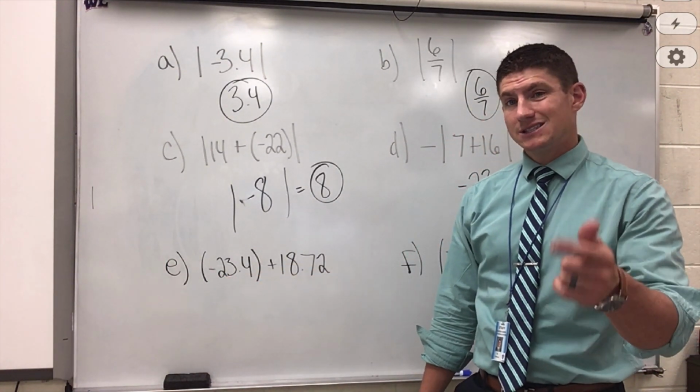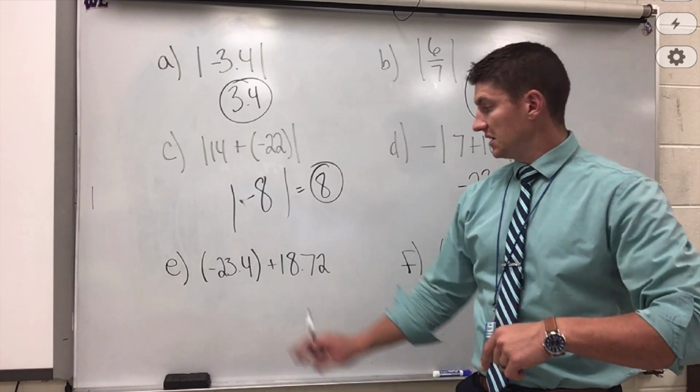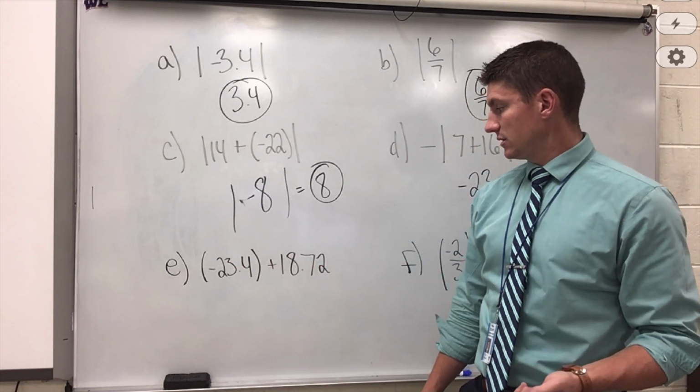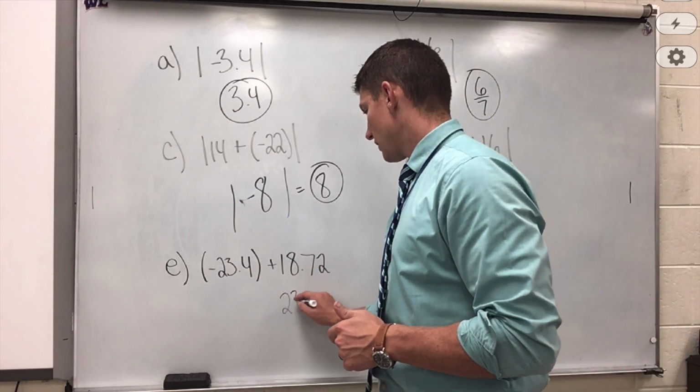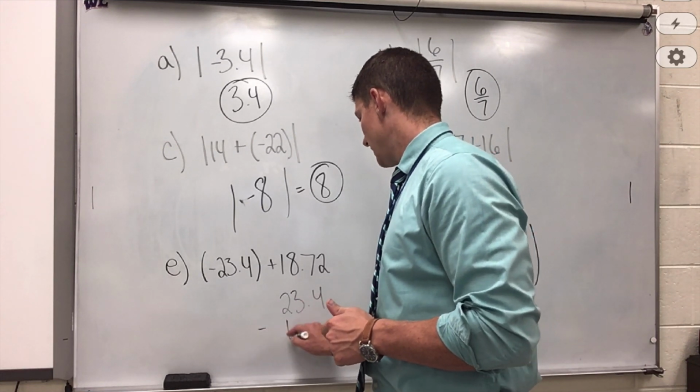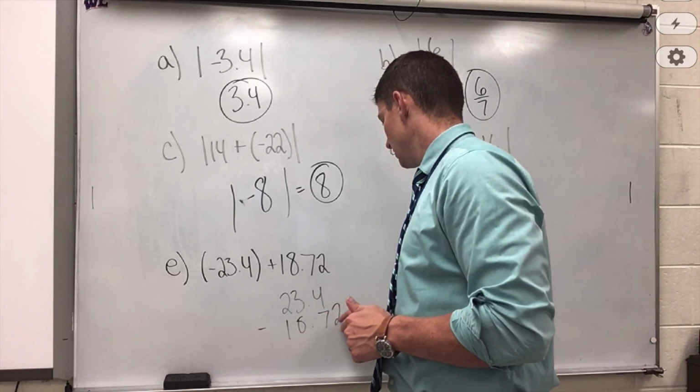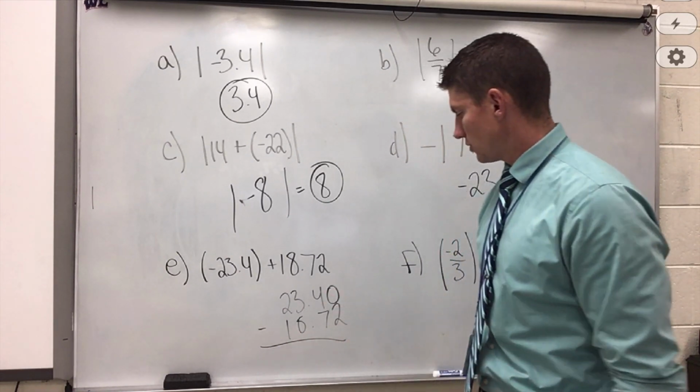Therefore, I'm finding the difference. Same sign, sum. Different, subtract. So I would subtract these two values. I've got 23.4 minus 18.72.